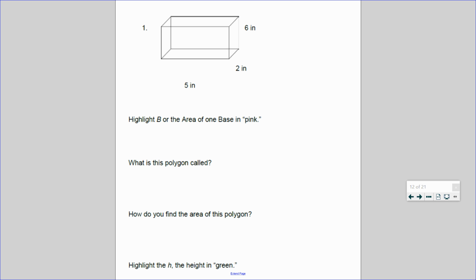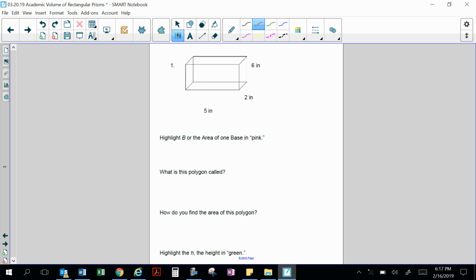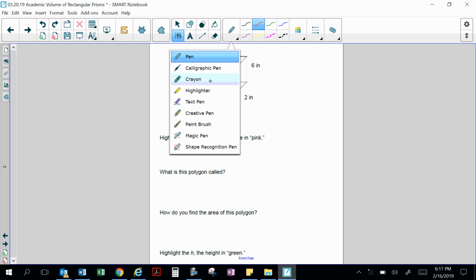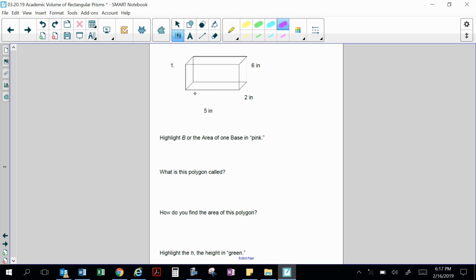So let's practice some questions. Highlight, oh, so you know what? I'm going to have to get smaller. Highlight the area of one base in pink. So let me take out my highlighter in pink and highlight this.